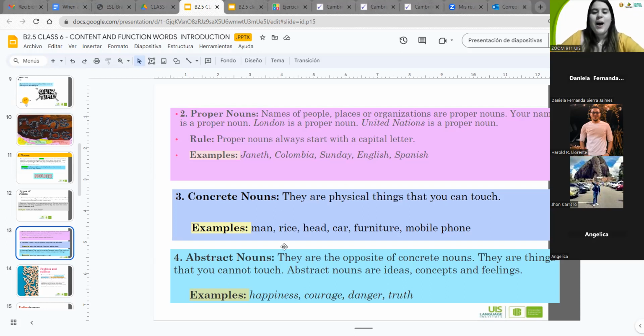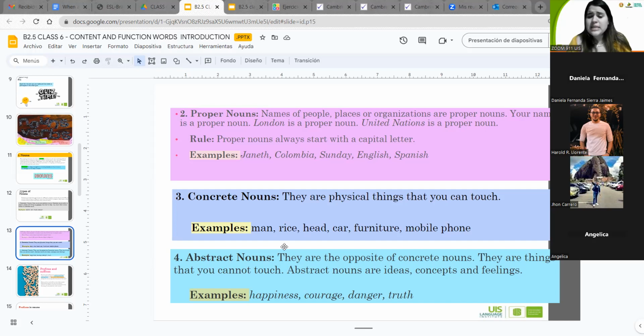Thank you. Okay, let's move on to concrete nouns. They are physical things that you can touch. They have a physical representation, right? For example, man, rice, chair, TV, computer. And then abstract nouns are the opposite. They are things that you cannot touch. Abstract nouns are ideas, concepts, and feelings.